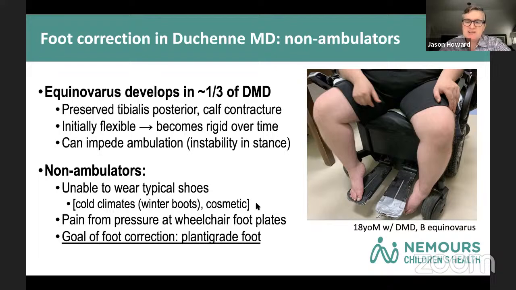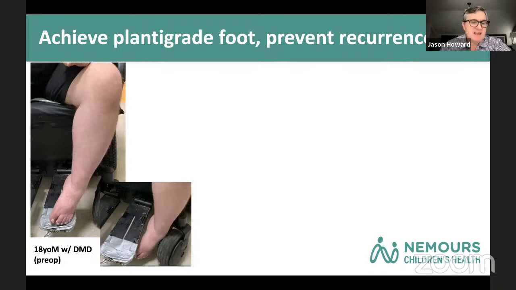But a lot of these kids, just like this kid here, you can see on the side, he's an 18-year-old male. He's been non-ambulatory for the past few years with Duchenne. He's doing okay, but his only problem is his foot is not fitting on his foot plate. And when it is on the foot plate, it causes him pain. So the goal of correction in these cases, even in non-ambulators, is to obtain that plantigrade foot and allow for good shoe wear.